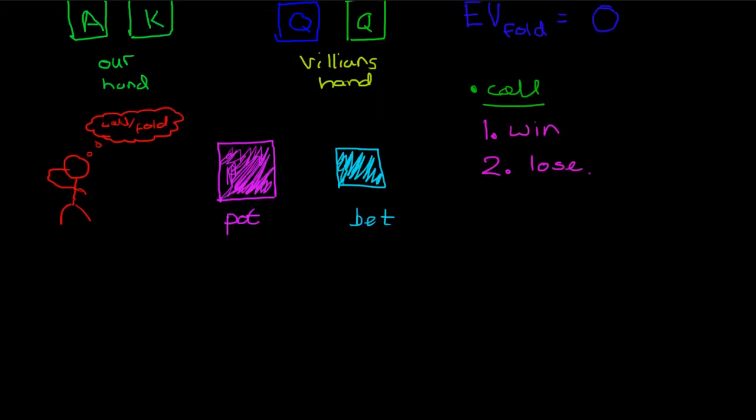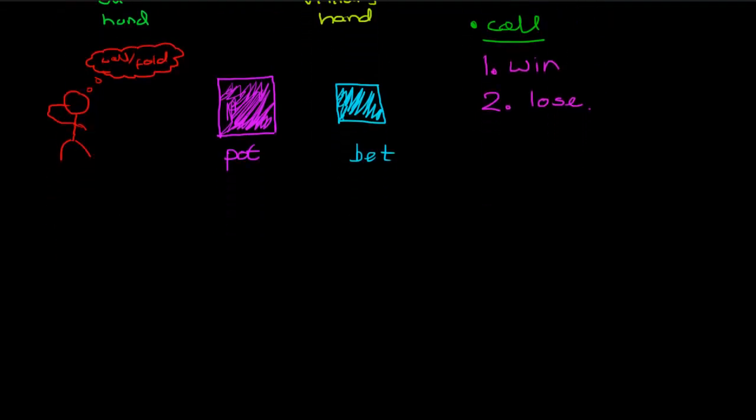If there's 2 possible events, our expected value equals the probability that we win times how much we win, we'll call that W, plus the probability that we lose times how much it costs us when we lose, so we'll call that cost C. Okay, so let's take a step back. First thing we want to do is work out the probability that we win.